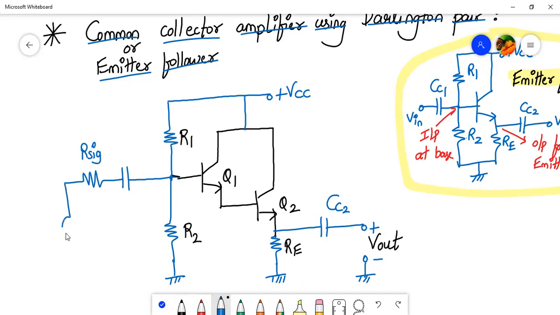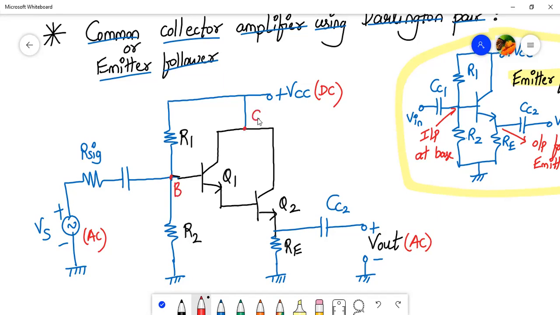Here, let me connect the input. That input we call plus minus Vs. So this input is AC. This VCC is my DC quantity, and my Vout is again an amplified AC quantity, right? In this case, since it is a common collector or emitter follower amplifier, the voltage gain of the circuit will be almost unity, or less than that. And here I will call this terminal the base. This will be the collector, and this will be the emitter of the overall composite transistor, right?